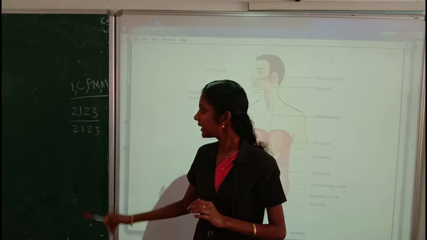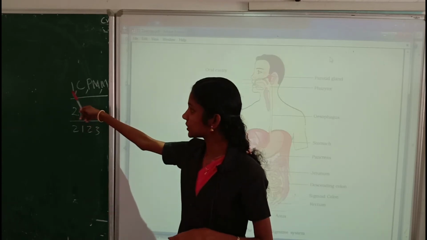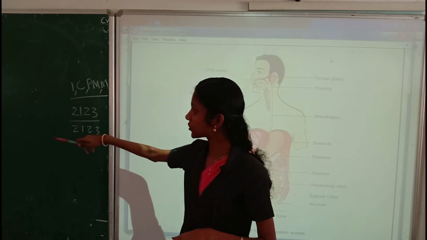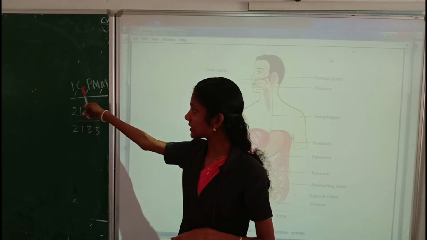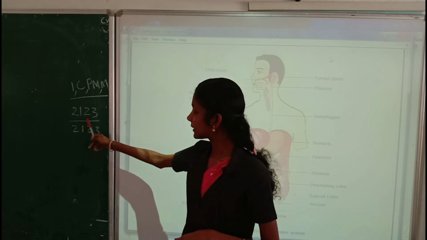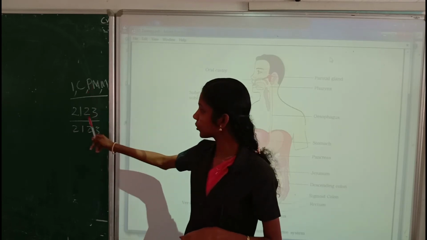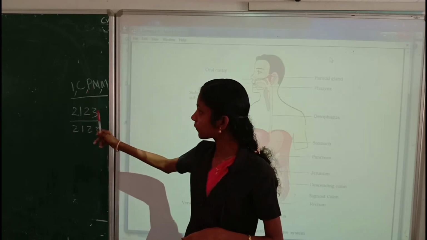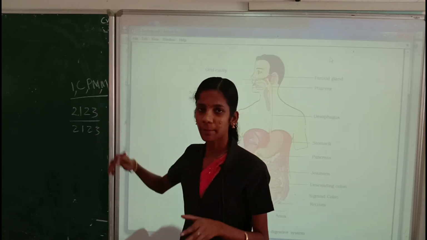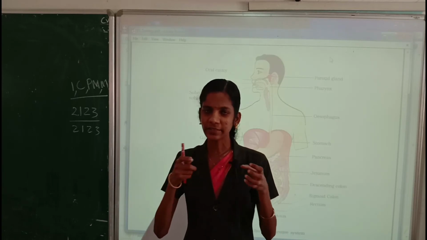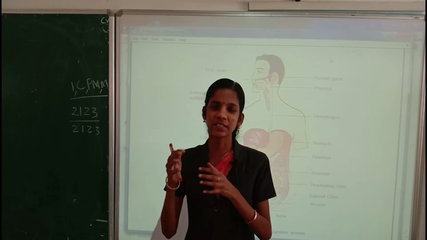I'll tell you once more. Here, the first number 2 represents the number of incisors which is present in each half of the upper jaw, and the second number 1 represents the number of canines which is present in each half of the upper jaw, and the third number 2 represents the number of premolars which is present in each half of the upper jaw, and the 3 represents the number of molars which is present in each half of the upper jaw. The number and arrangement of teeth in each half of the jaw can be represented in a particular form. This representation is known as what?